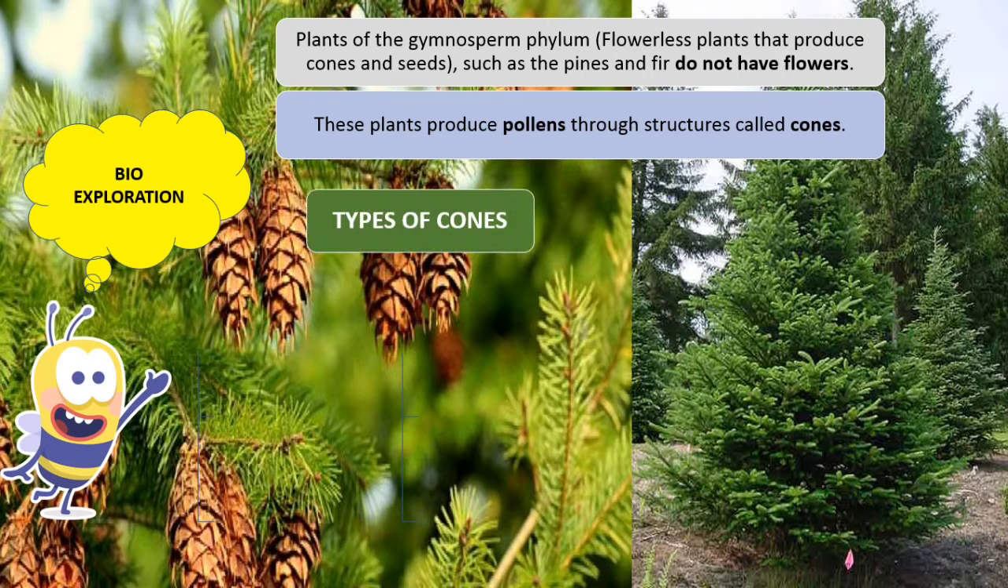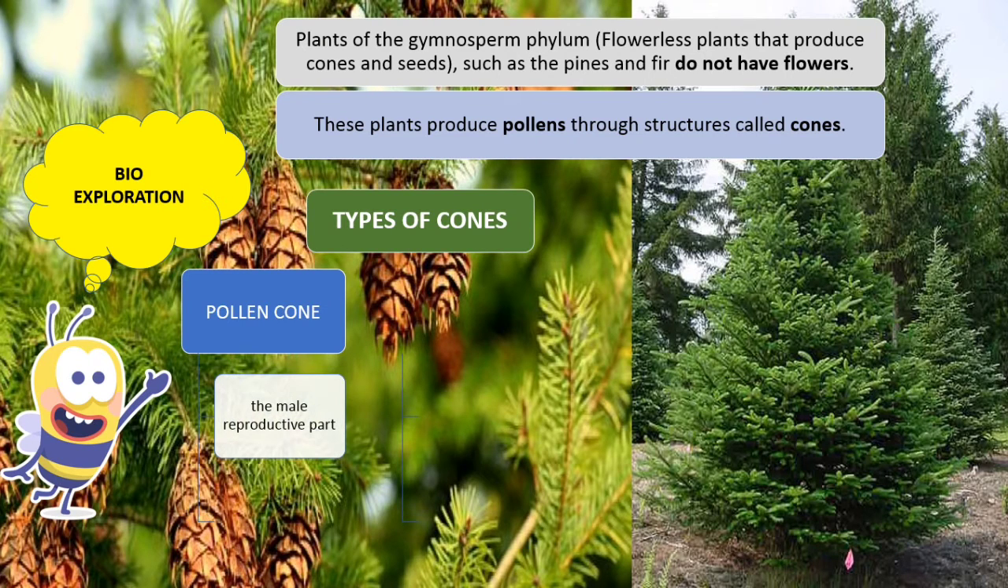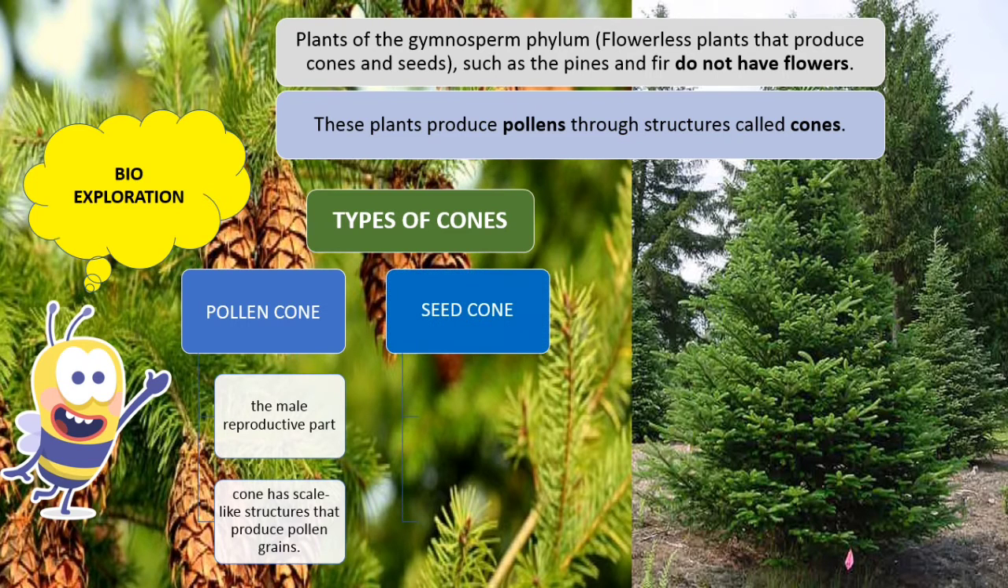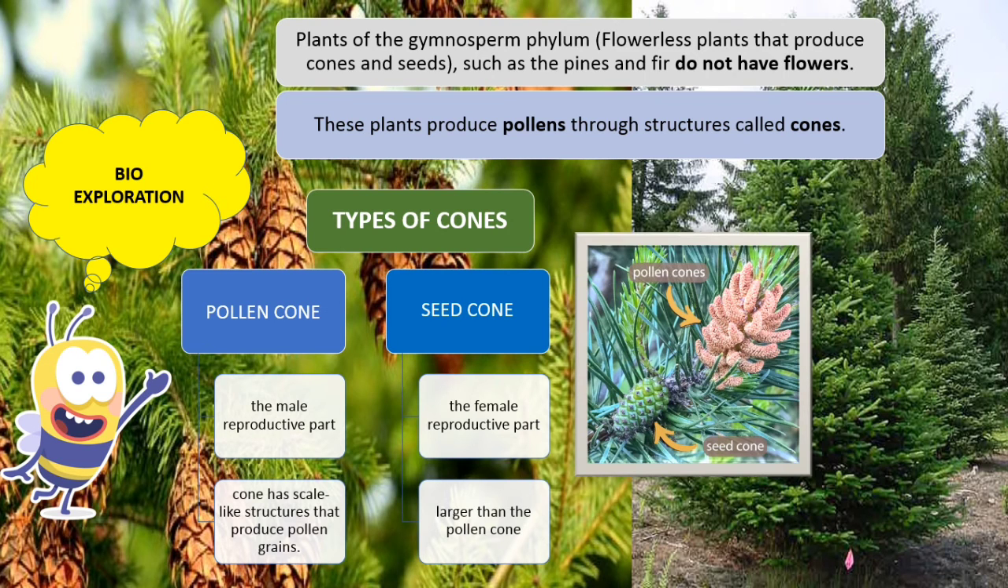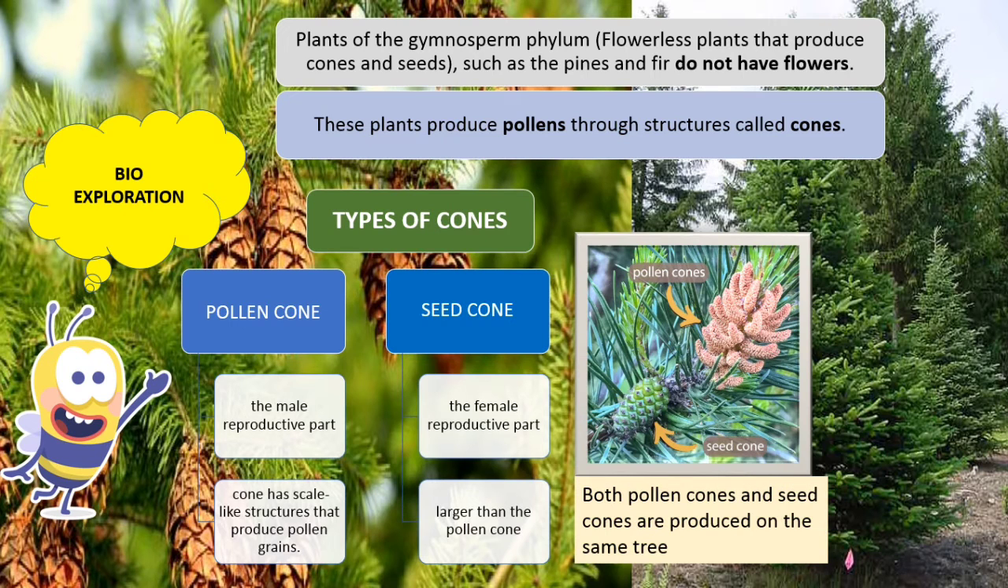There are 2 types of cone. First, we call it the pollen cone. This is the male reproductive part of the gymnosperm. The cone has scale-like structures that produce pollen grains. The second one is the seed cone. The seed cone is the female reproductive part, and it is larger than the pollen cone. So this is the picture of pollen cones and seed cones. Both pollen cones and seed cones are produced on the same tree.